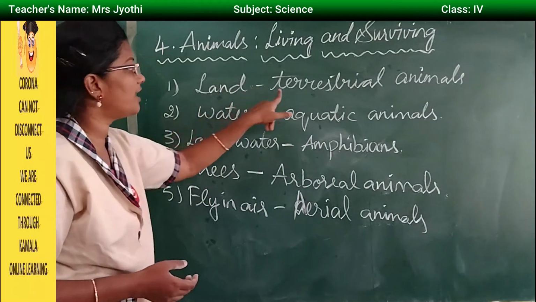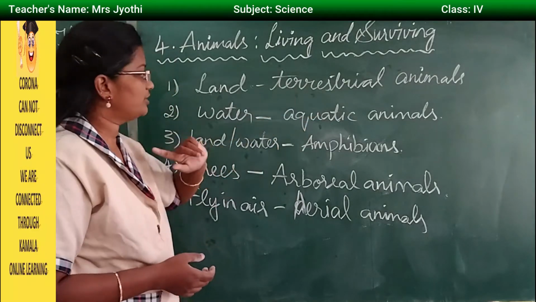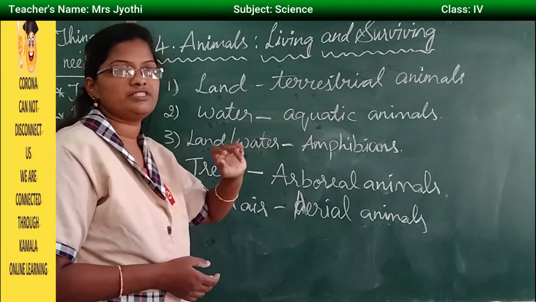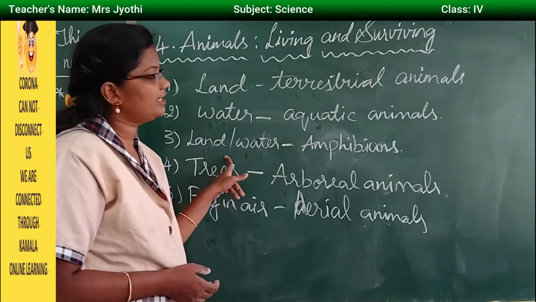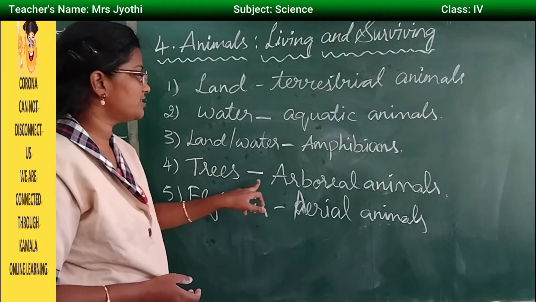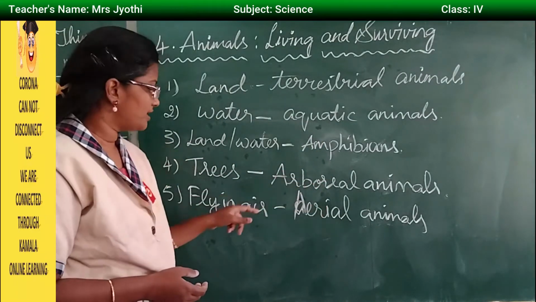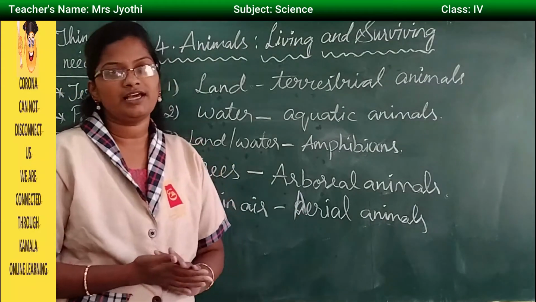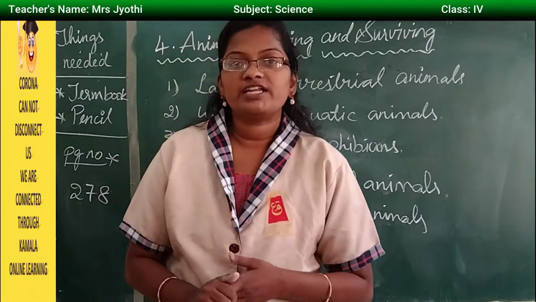Animals which live on land are called terrestrial animals. Animals which live in water are called aquatic animals. Animals which live on land and water are called amphibians. Animals which live on trees are called arboreal animals, and animals which fly in the air are called aerial animals. So this is about the lesson.